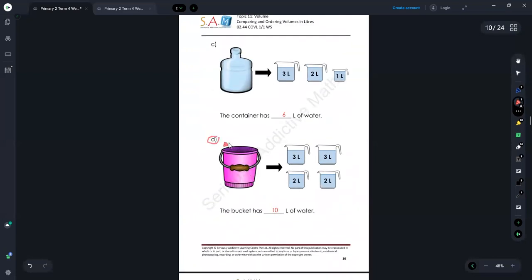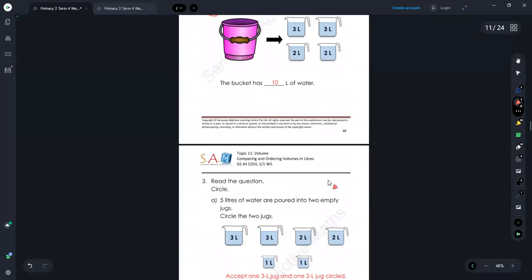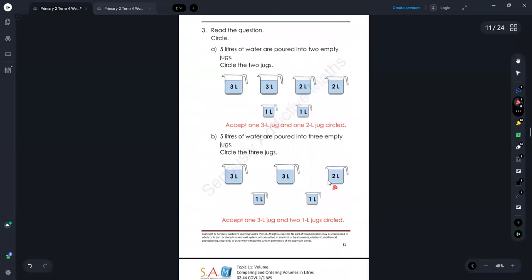You can ask them to do question D, right? Mixed volume type. So they have to add 3 plus 2, 5, then plus another 3, 8, plus another 2, 10 liter. Okay. And then I would say get them to go to question 11.